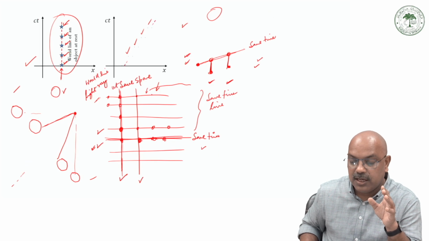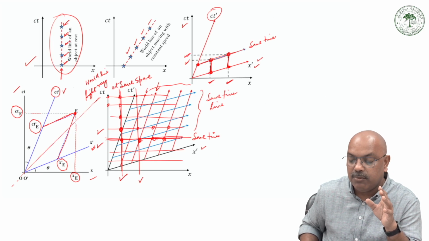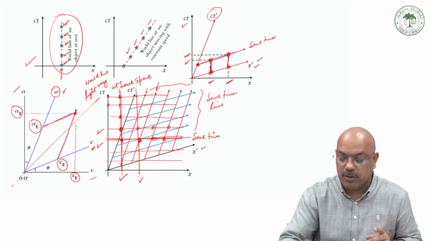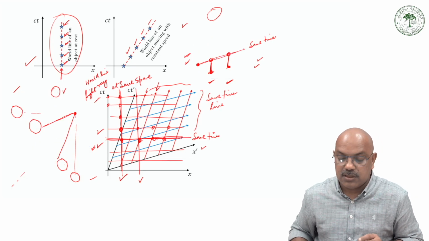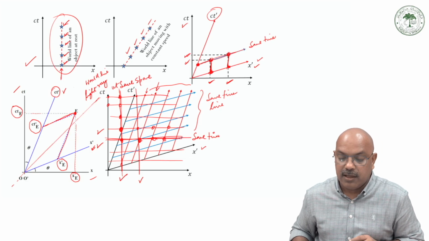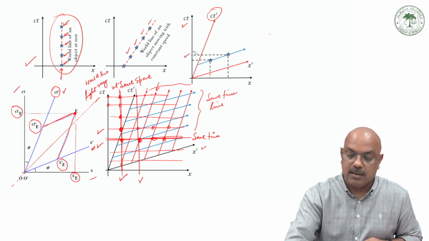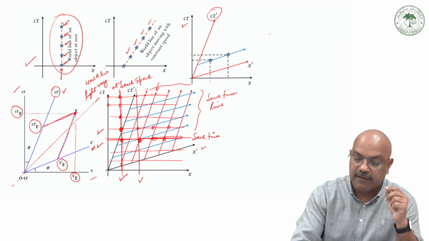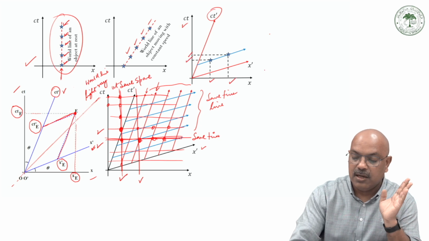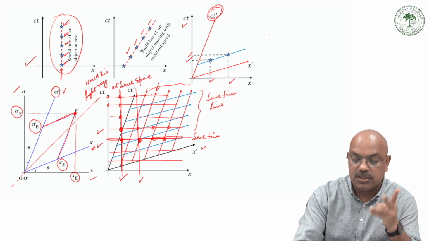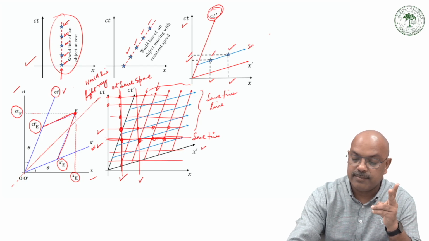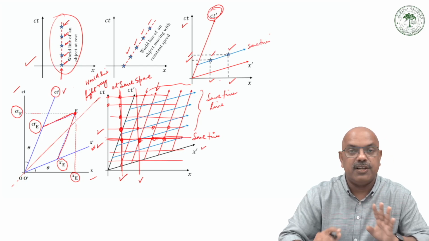So that's what I mean to say: these two events, which earlier had different space and different time, in the ct prime frame are occurring at the same time. Okay, same time but different space.